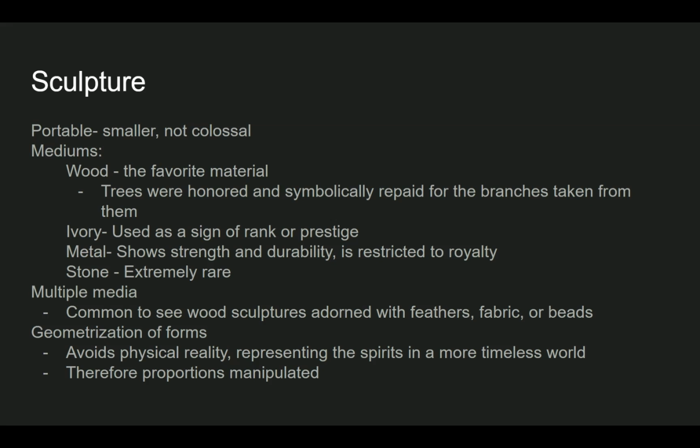Wood is the favorite medium that we'll look at, but the wood was taken from trees, of course, and they were honored and symbolically repaid for the branches taken from them. Ivory is sometimes used, and it's a sign of rank or prestige. Metal shows strength and durability, and is primarily restricted just to royalty. And stone sculptures are pretty rare. And we often see multiple media. Wood sculptures adorned with feathers, fabric, or beads, etc.